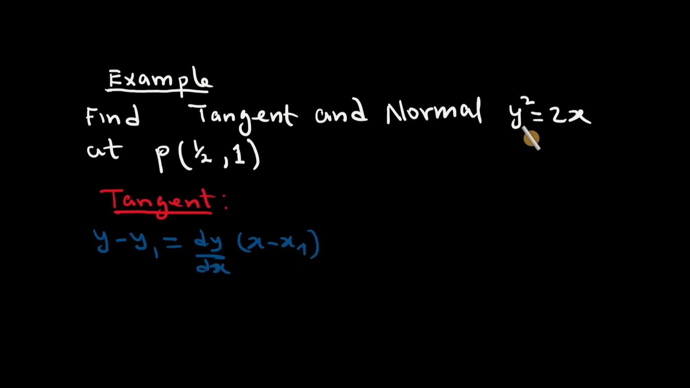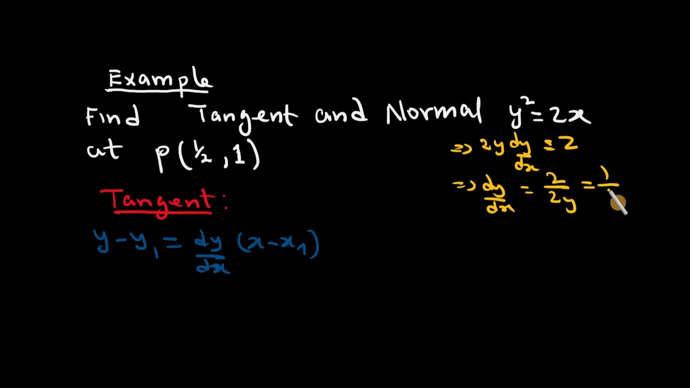We get dy/dx by differentiating the equation of the parabola implicitly. That means 2y dy/dx equals 2, and making dy/dx the subject of the formula, I'm going to have 2 over 2y, which equals 1 over y. It means dy/dx equals 1 over y. Here is the point y1, here is the point x1. That means y minus 1 equals 1 over y times (x minus half).